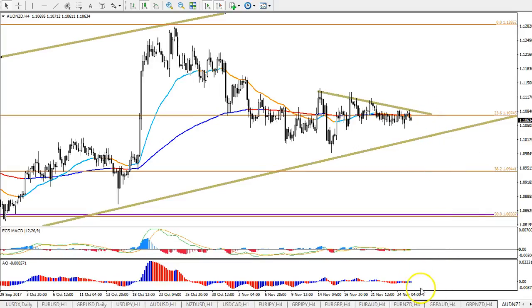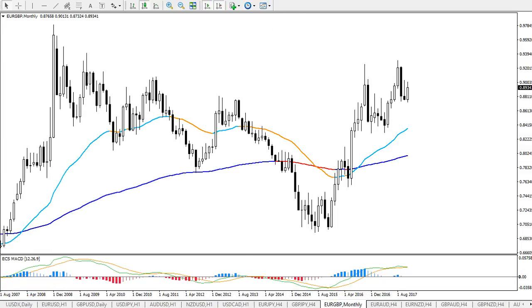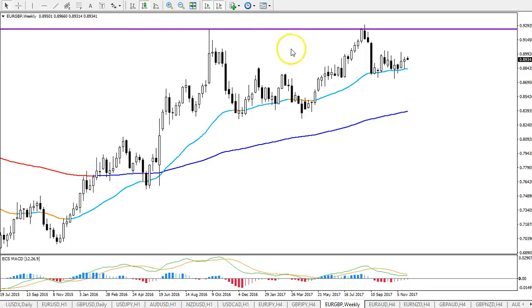Now, with regard to the Euro Pound, let me fetch that one. Let's take a look at the monthly. You can see double top, but also pretty strong momentum, right? So we are basically making a little bit of a retracement at this moment. Weekly chart, well, it's a bit of a mixture, isn't it?